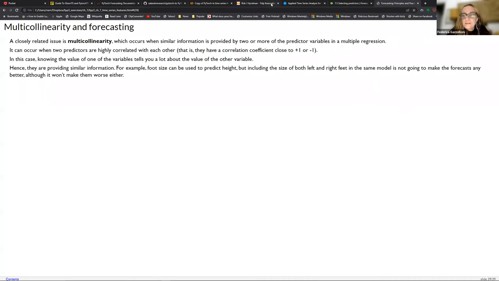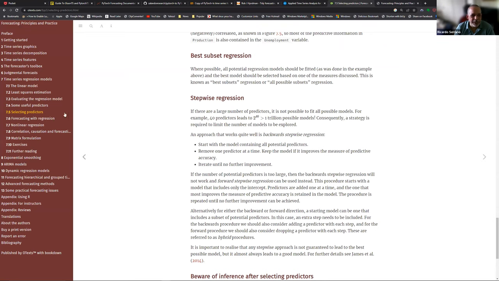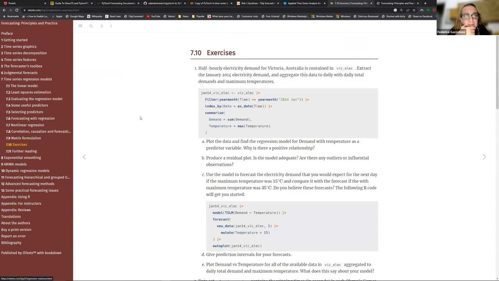Maybe you can open the page for the exercise, so we read it. Oh, for the exercise? You mean for the exercise? Yeah. Okay, it's the first one, okay?